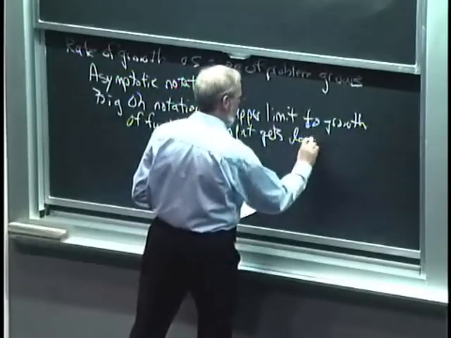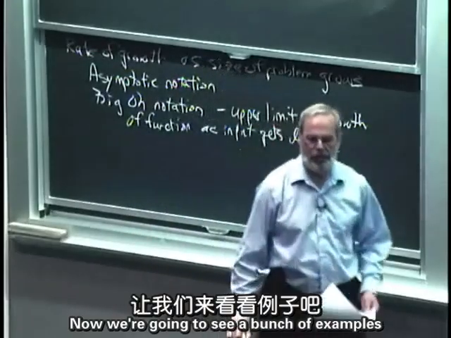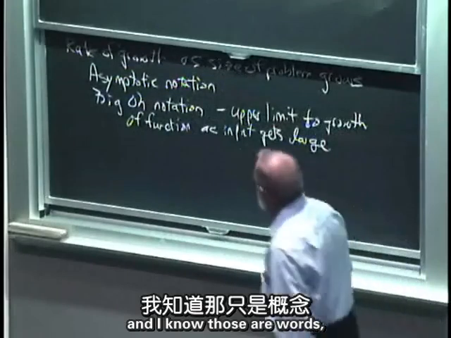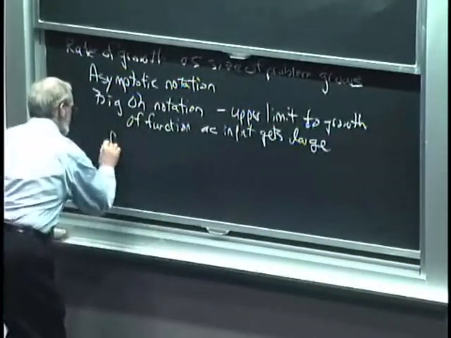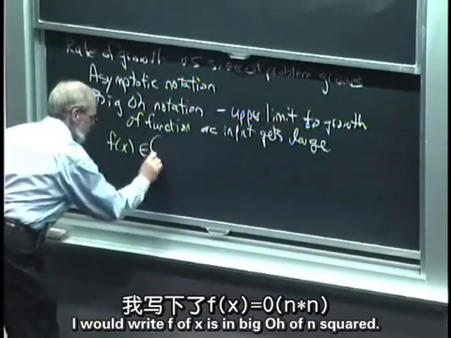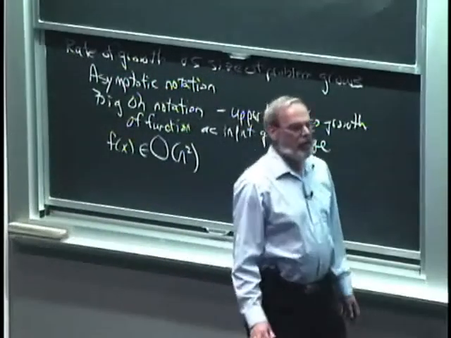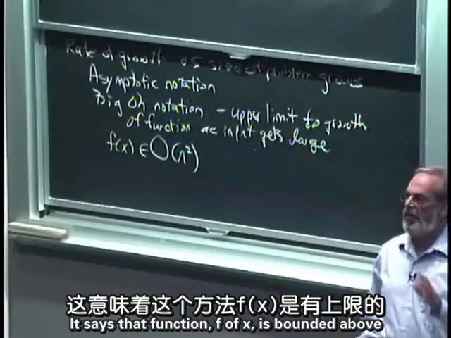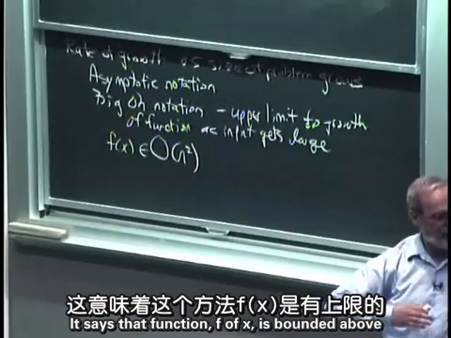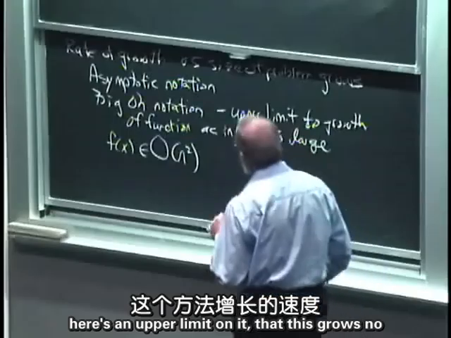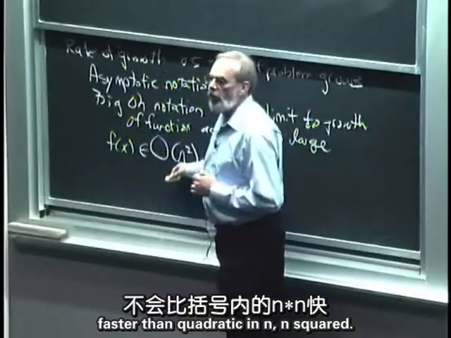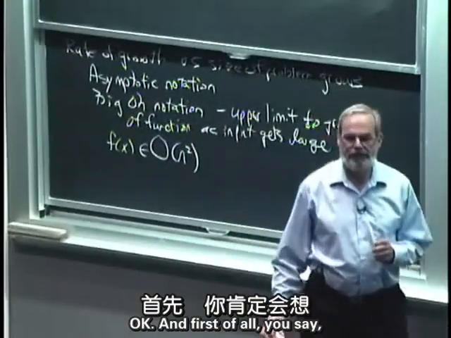Now we're going to see a bunch of examples, and I know those are words. Let me give you an example. I would write f of x is in big O of n squared. And what does this say? It says that function f of x is bounded above, there's an upper limit on it, that this grows no faster than quadratic in n squared.